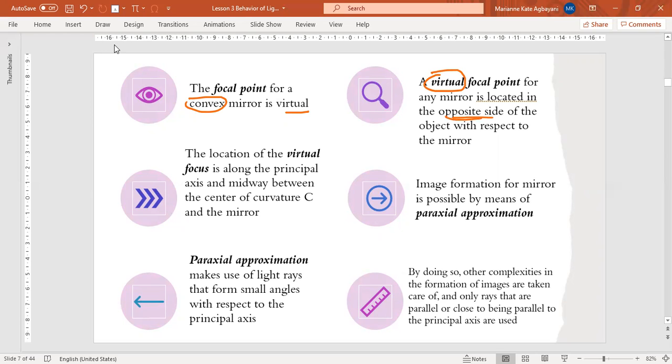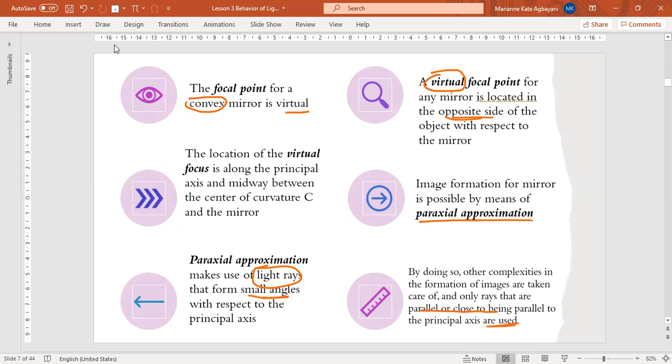The image formation for mirrors is possible by means of the paraxial approximation. The paraxial approximation makes use of light rays that form small angles with respect to the principal axis. By doing so, other complexities in the formation of the image are taken care of, and only rays that are parallel or close to being parallel to the principal axis are used. Parallel or only close to being parallel. Those are the only rays used, with respect to our principal axis.